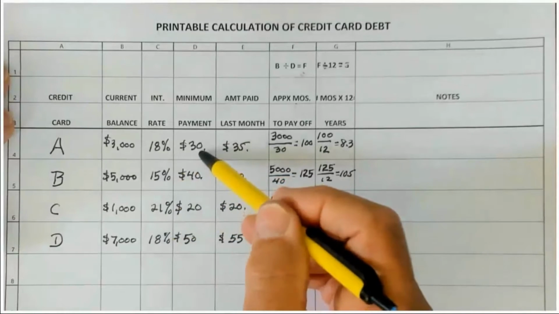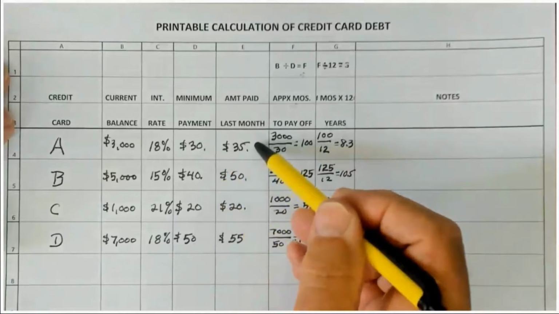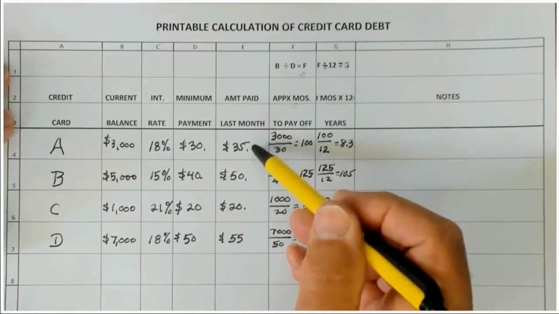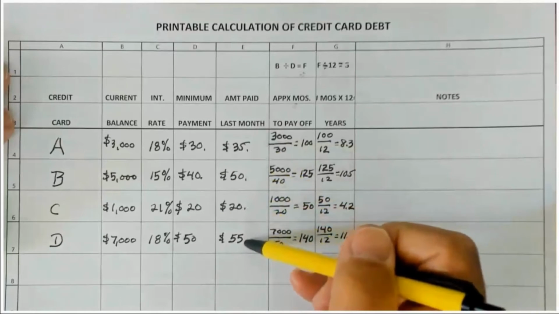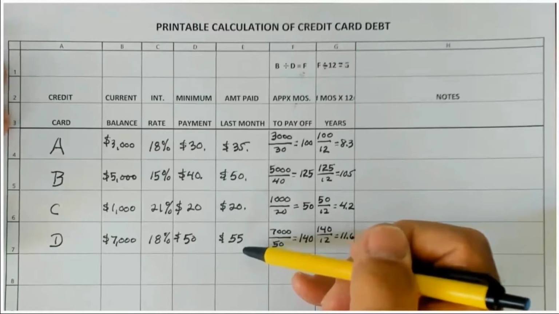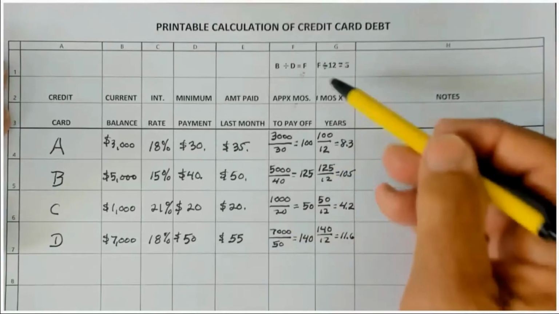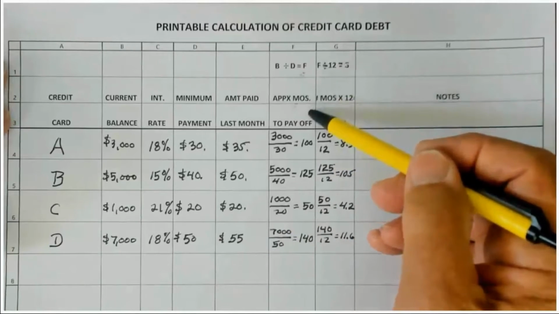Then in column D, which is column 4, we are going to enumerate the required minimum payment, which is stated as 30, 40, 20, and 50. In column E, we are going to enter the amount you paid last month on your cards. And hypothetically, I've shown it as 35, 50, 20, and 55. Now, our next step is to figure out a rough estimate of how many months, by paying only the required minimum, it takes to get a zero balance.